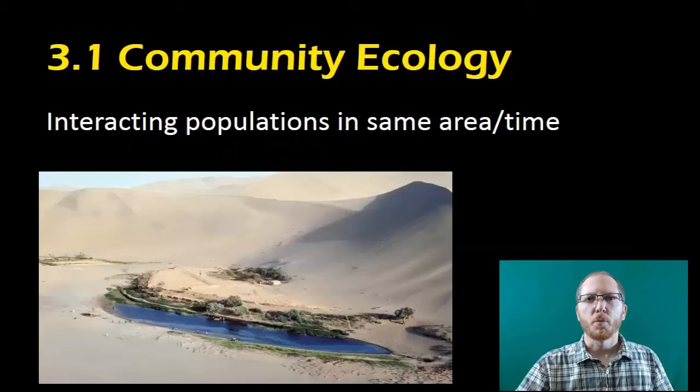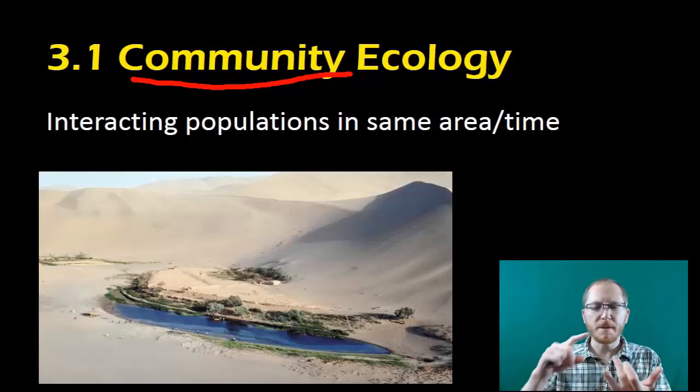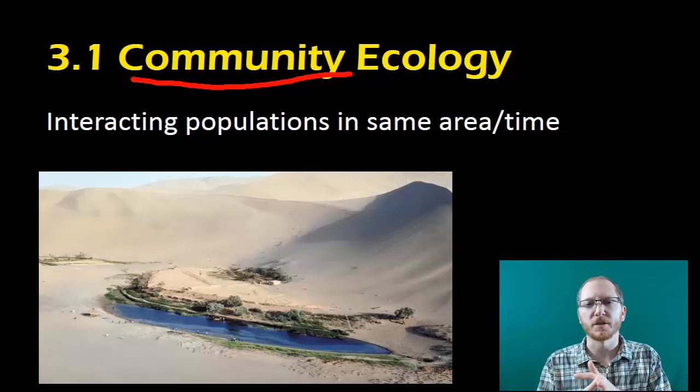Welcome to section 3.1. Now in 3.1 we're going to focus on community ecology. Now if you guys remember, this idea of community is just going to be a group of populations, so a group of interbreeding members of a species that are together. And because they're in the same spot at the same time, they're going to be forced to interact, and that's going to be predation, that's going to be competition, that's going to be symbiosis. All these things we've talked about previously.